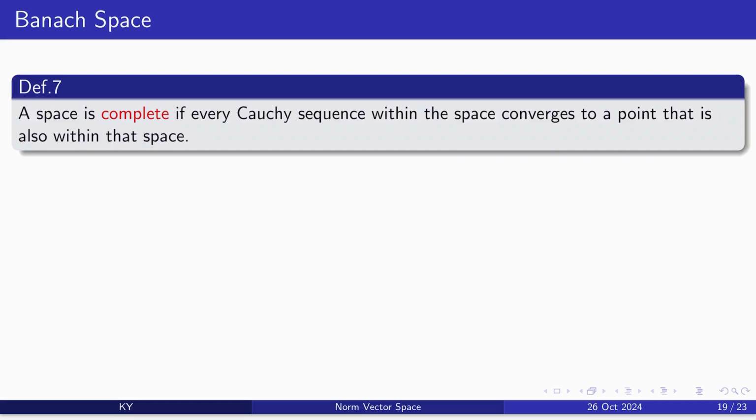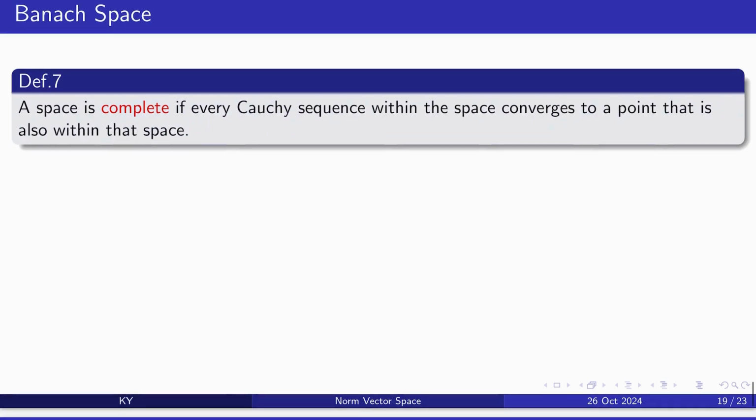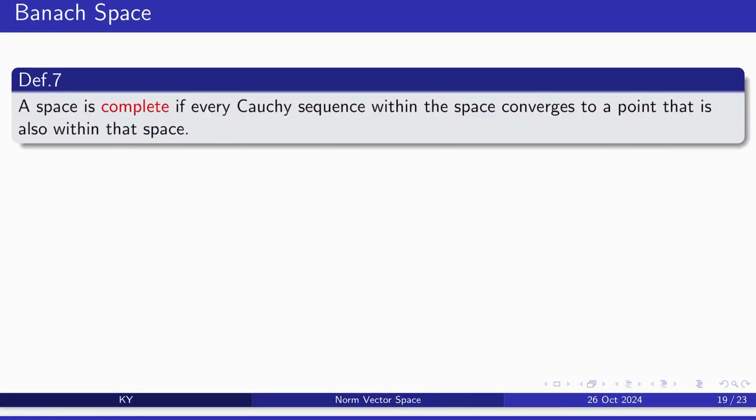And the second definition we're going to talk about is whether a space is complete or not. Let's just read through this. A space is complete if every Cauchy sequence within the space converges to a point that is also within that space. So let me give you an example of what is complete.